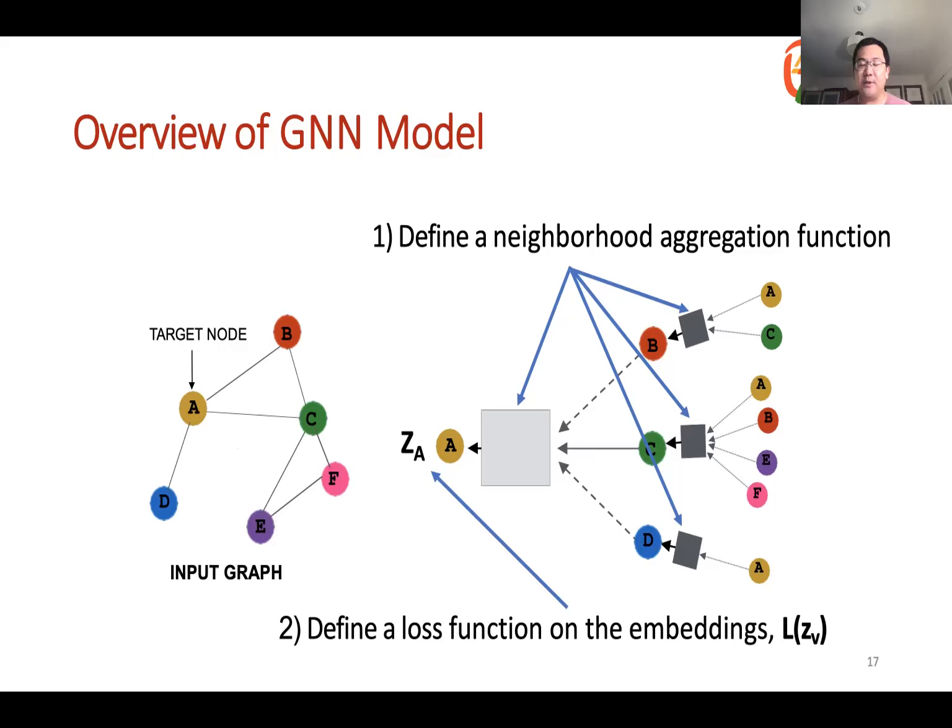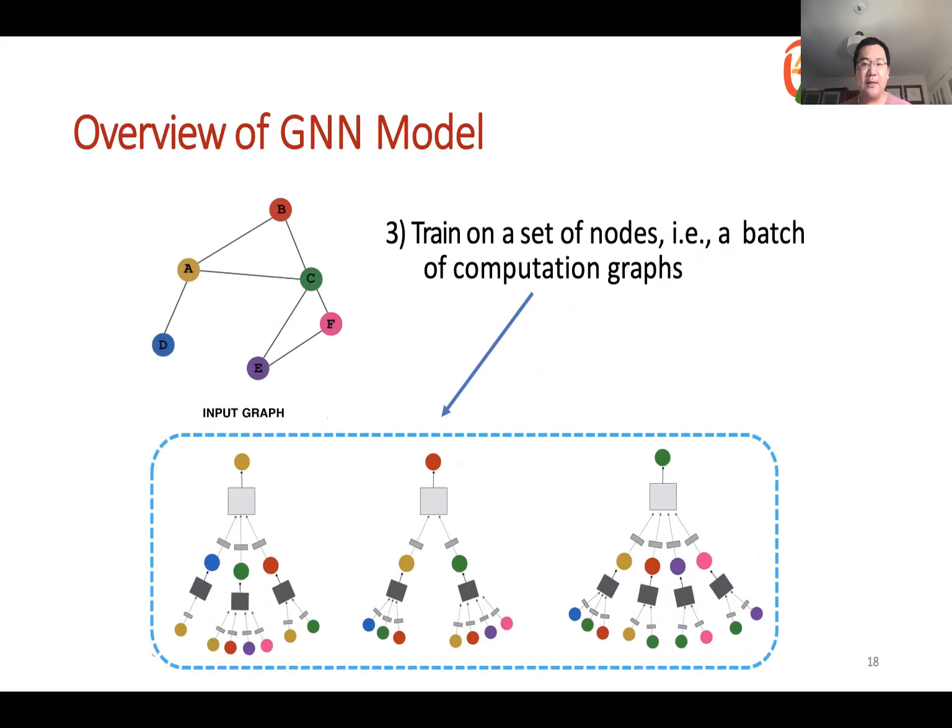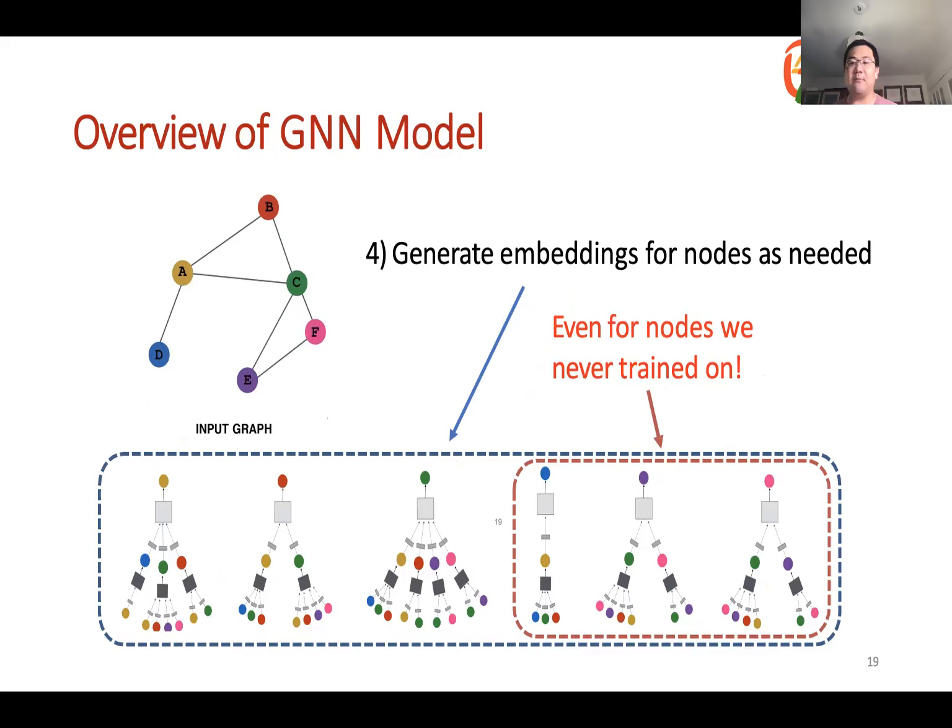And then once we learn the representation for each node, we can define a loss function on the embedding we have learned so far, with respect to the downstream task. And then we can train on a set of the nodes. For example, we can use a batch of the computational graph to train the model. And then finally, we can generate an embedding for each graph node.